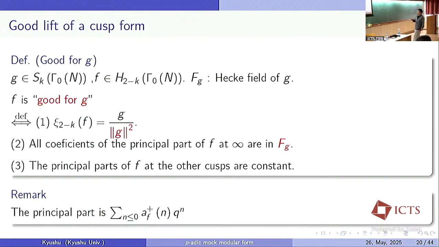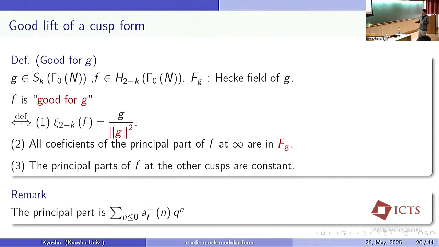Next, we define a good lift of the cusp form. Let g be in S_k(Γ_0(N)), and F a harmonic Maass form of weight 2 minus k, and let F_g be the Hecke field of g. We say that F is good for g if F satisfies these three conditions. First, the image of F by ξ is equal to g over the square of the norm of g, and this norm is the Petersson inner norm. The second condition is that all coefficients of the principal part of F at infinity are in F_g.